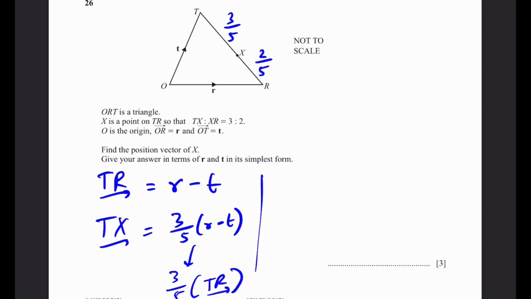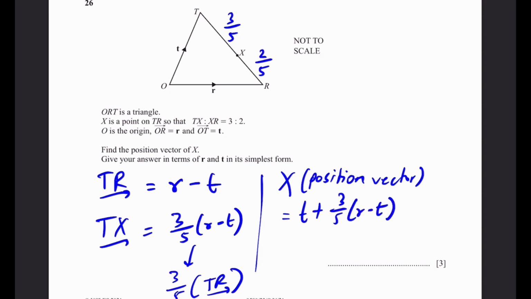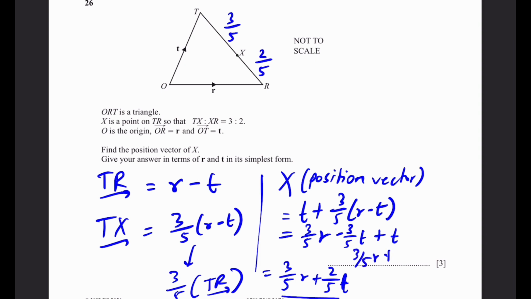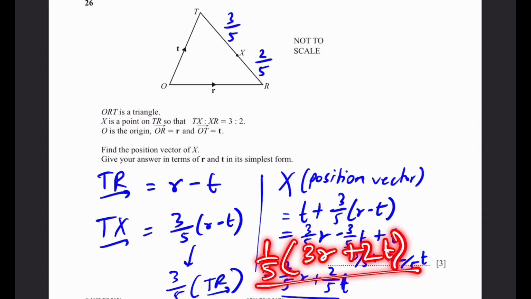So that means the position vector of X will be equal to T plus 3 by 5 of R minus T. That will be equal to 3 by 5 R minus 3 by 5 T plus T, which is 3 by 5 R plus 2 by 5 T. We can write it like that. You can also write this as 1 by 5 into 3R plus 2T. That also works out correct.